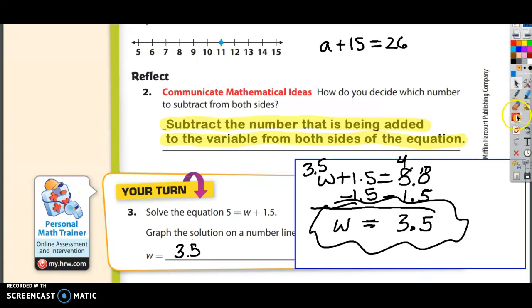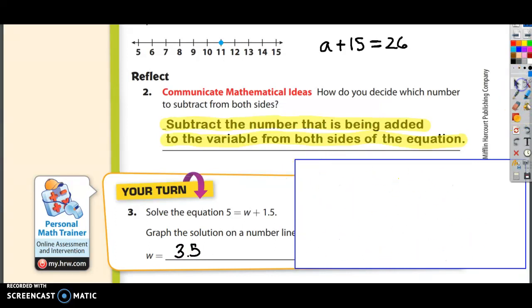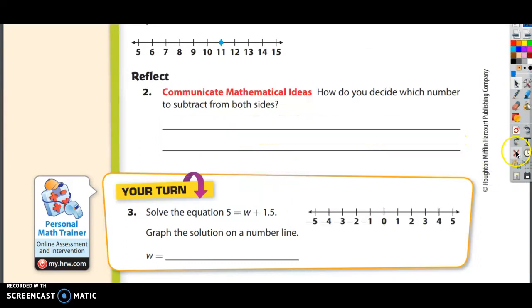But then I have to graph it as well. And I graph that. 3.5 goes exactly between 3 and 4, so it would go right here. So we've got 3.5 and a dot on the number line in between the 3 and the 4. Okay, good job. You're done with page 304.